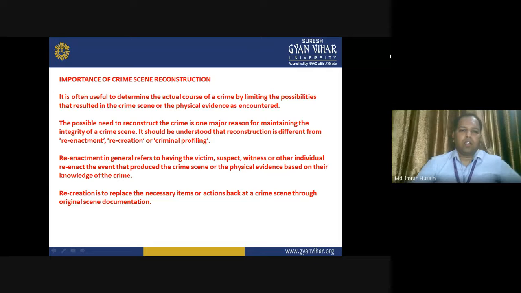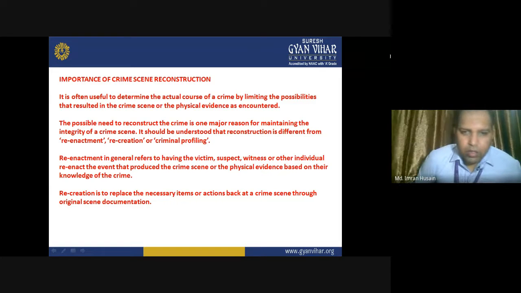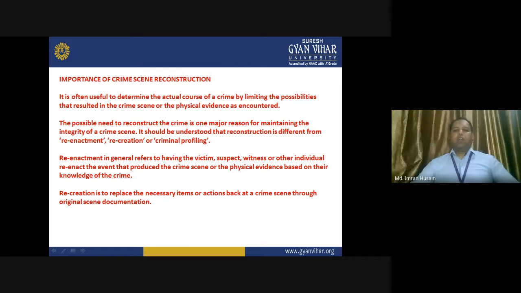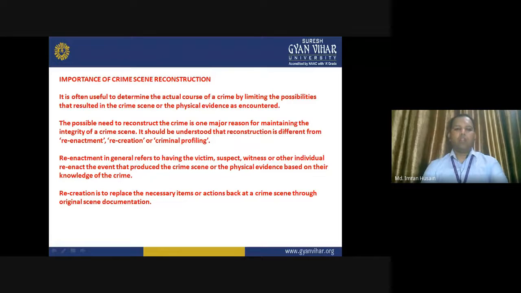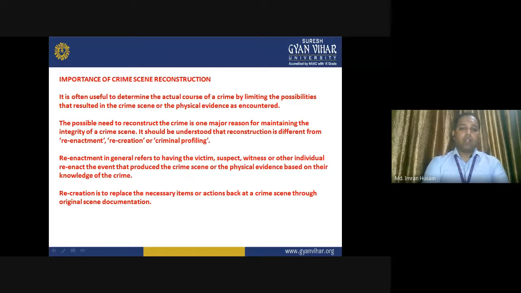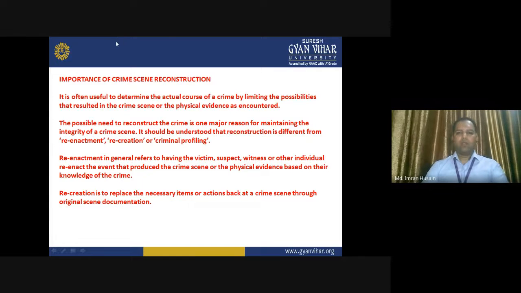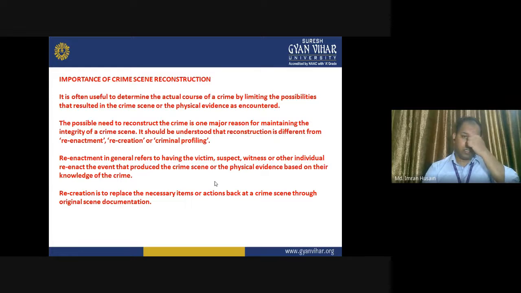Reenactment, in general, refers to having the victim, suspect, witness, or other individual reenact the event that produced the crime scene or the physical evidence, based on their knowledge of the crime. What type of statements were they giving? What were they saying again and again? What had happened in reality, and how did that crime take place?